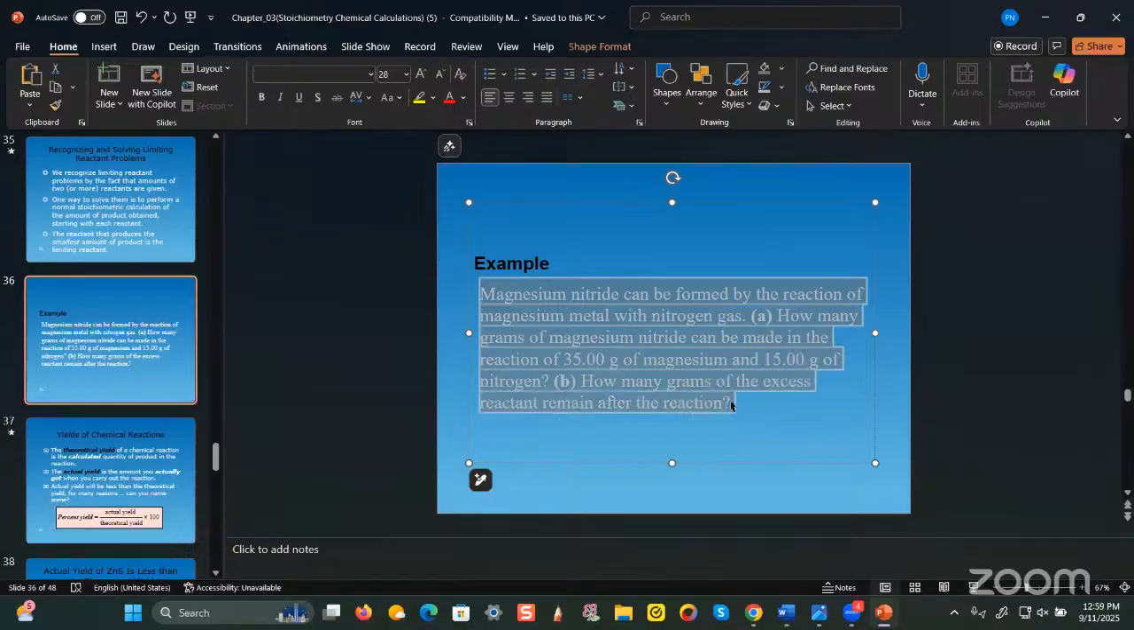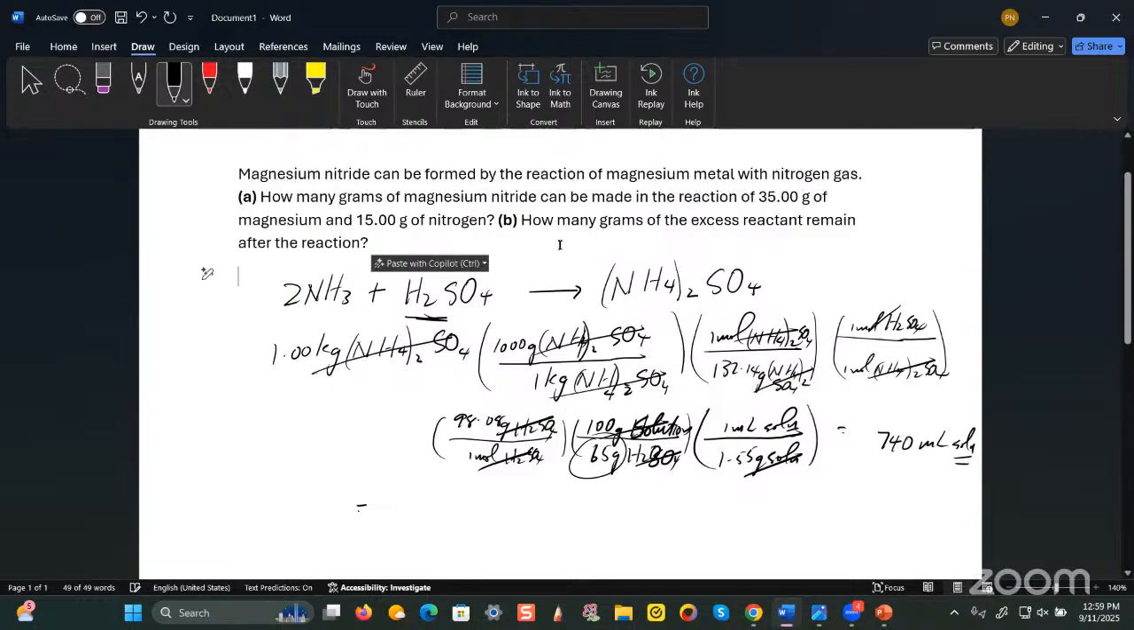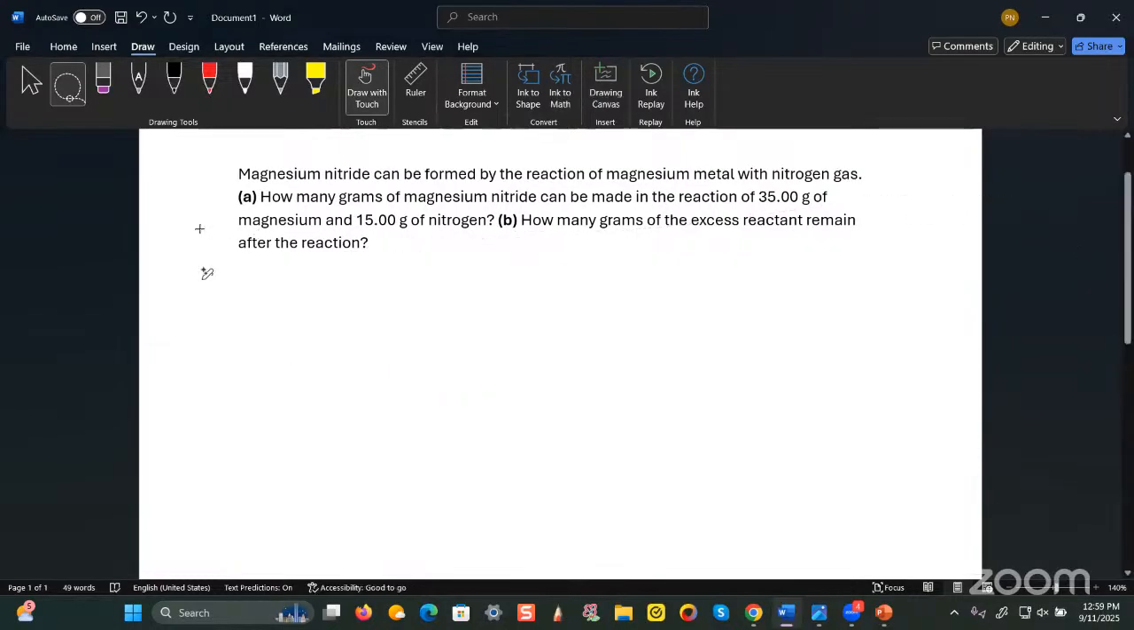And this is a very typical limiting reactant problem. Okay, so the question says magnesium nitride can be formed by the reaction of magnesium metal with nitrogen gas.